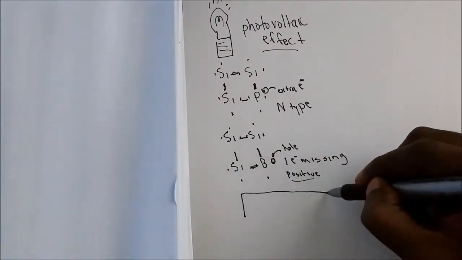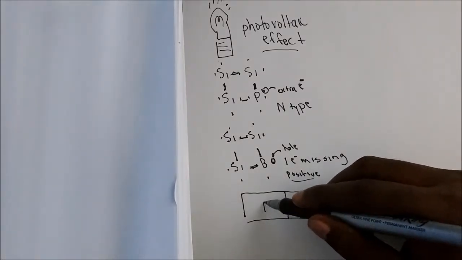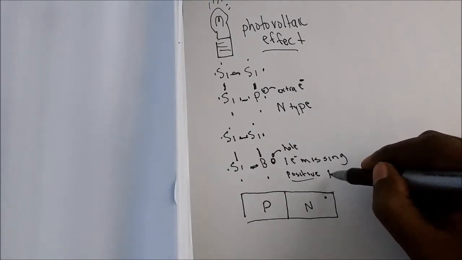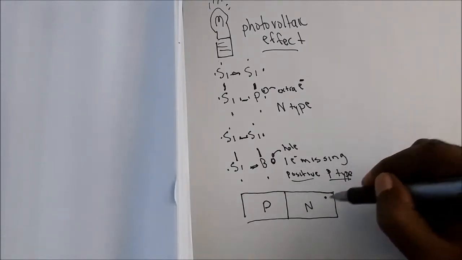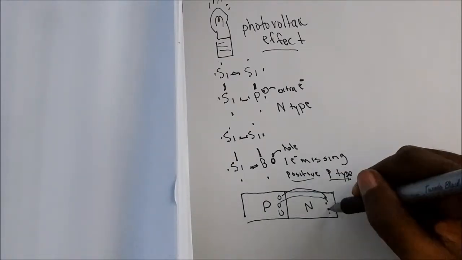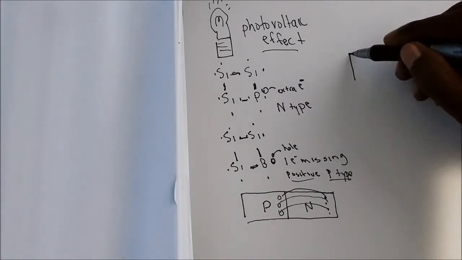When you add both of these n-type and p-type, you get a p-n junction. What happens with the p-n junction is that you have holes on one side and electrons on the other side, and the electrons want to migrate to the holes because they're positively charged, creating a neutralization.